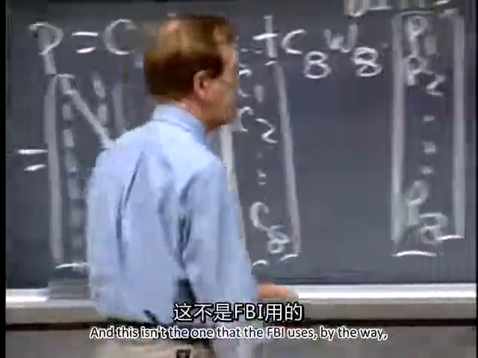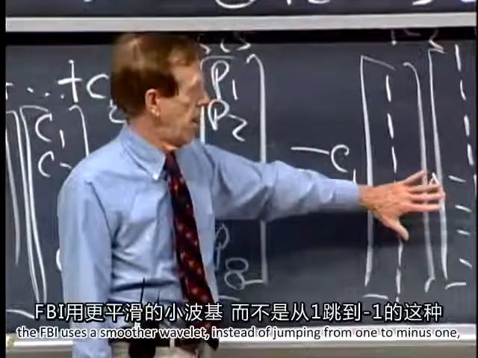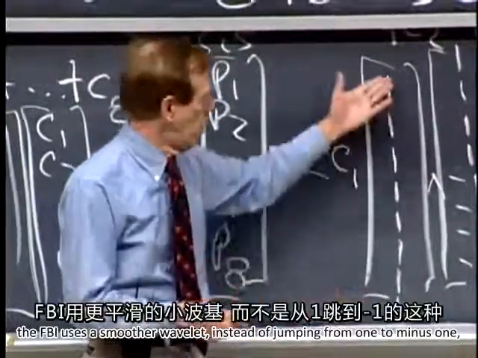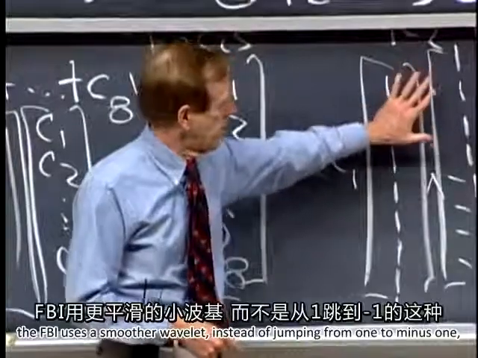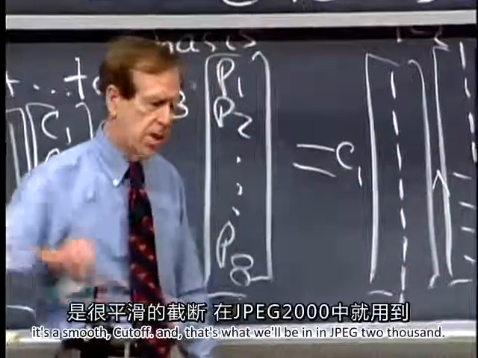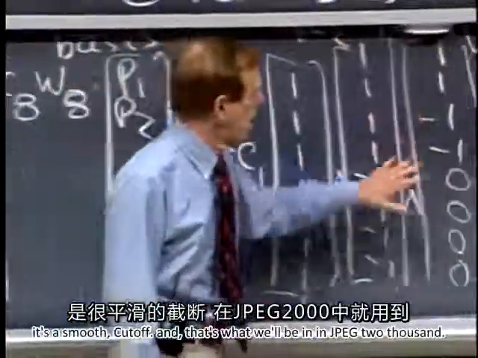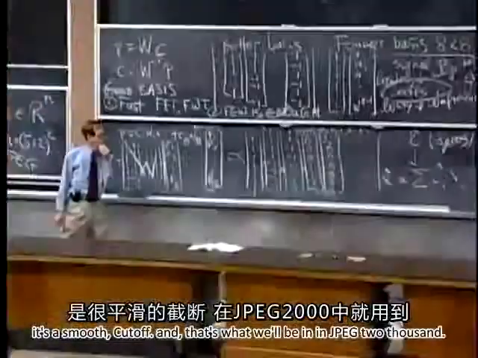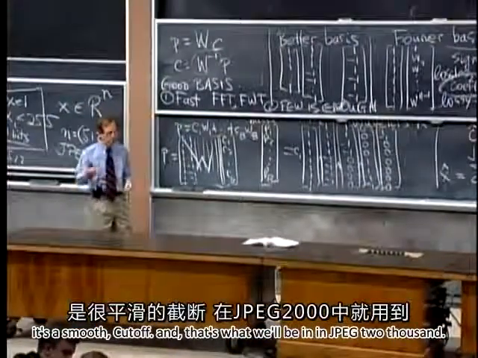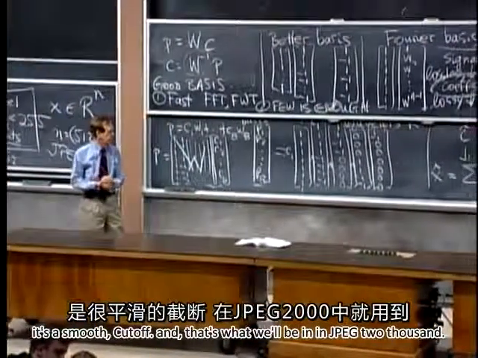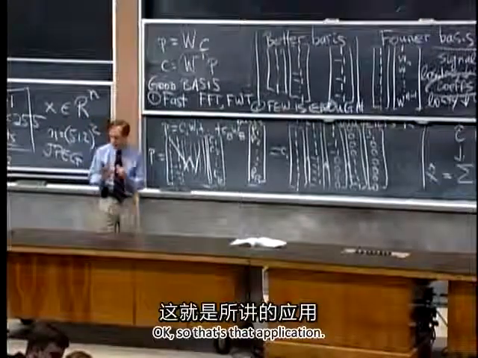This isn't the one that the FBI uses, by the way. The FBI uses a smoother wavelet. Instead of jumping from 1 to -1, it's a smooth cutoff. And that's what will be in JPEG 2000. Okay, so that's that application.